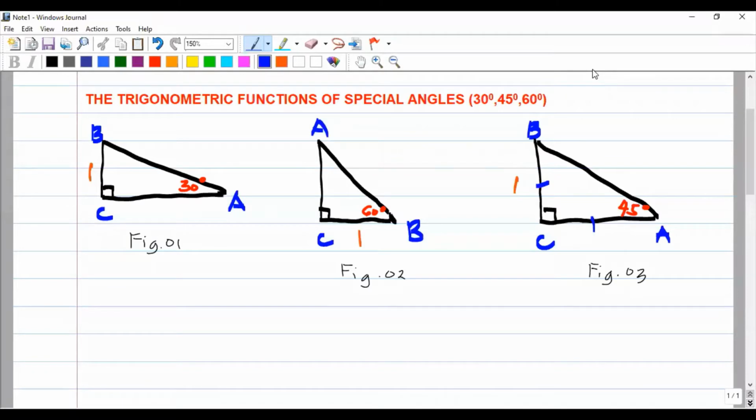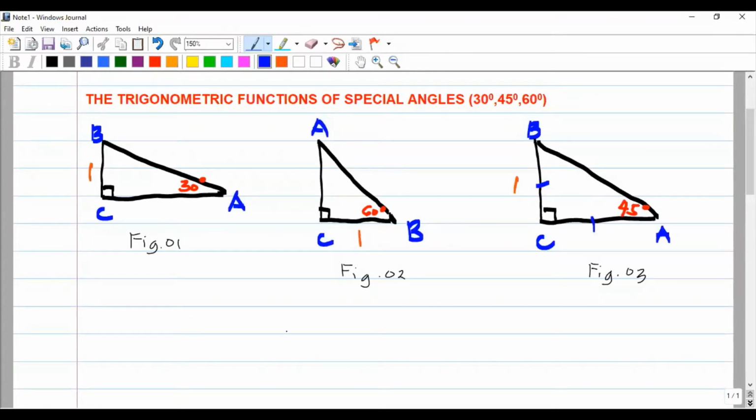So this time we are going to focus our discussion on the trigonometric functions of special angles such as 30 degrees, 45 degrees, and 60 degrees. There are three figures here in which each figure illustrates the reference angle 30 degrees, 60 degrees, and 45 degree angle. So in each figure also there is a given side opposite a given angle.